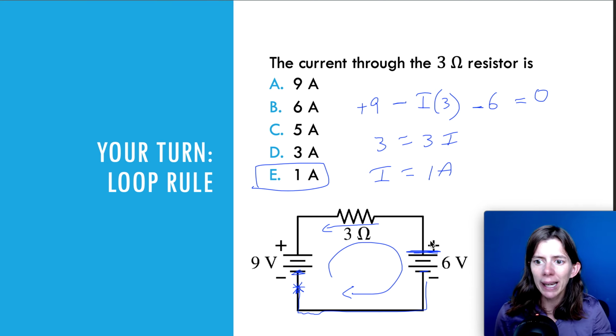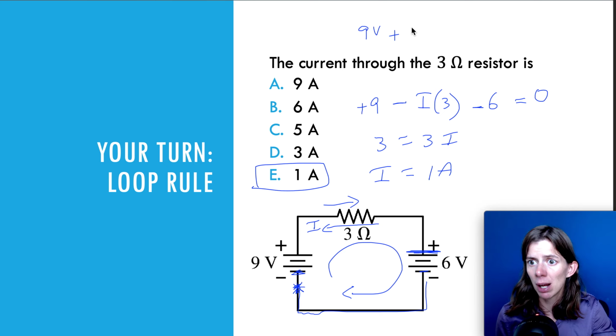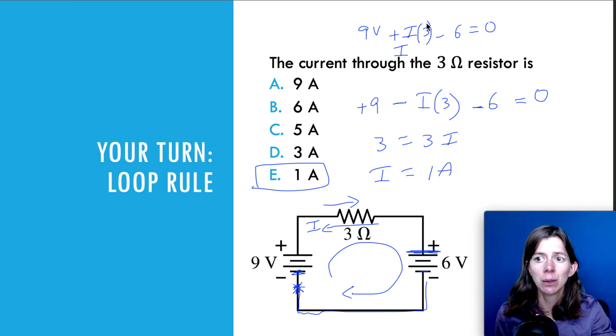So if you had labeled the current to go to the left and you still wanted to go around your circuit clockwise like we did, what would be the difference? The 9 volt would be the same. You're still going from the negative to the positive. So you'd have a 9 volt. But now you'd be going against the current here. So that would be a gain. That would be plus I times 3. Oh, I forgot the 3 here. There we go. And then you would still lose 6 volts over here, and the sum would still equal 0. When you solve for I here, you're actually going to get negative 1 amp instead of positive 1 amp.